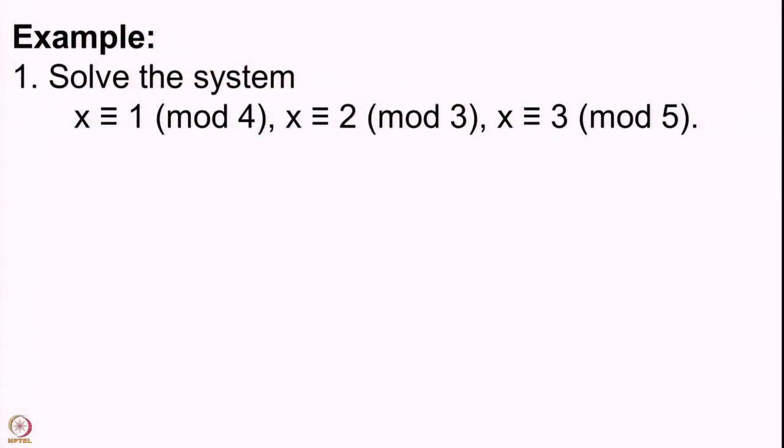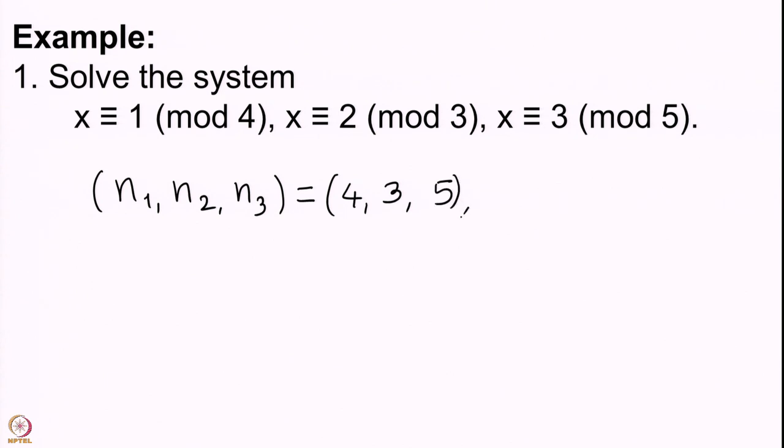This system says that we want to solve for x congruent to 1 mod 4, x congruent to 2 mod 3 and x congruent to 3 mod 5. So here our A1 is 1. Let us write all our tuples. So N1, N2, N3 are 4, 3 and 5 in that order, and clearly we have that they are all pairwise co-prime. Then we have A1, A2, A3.